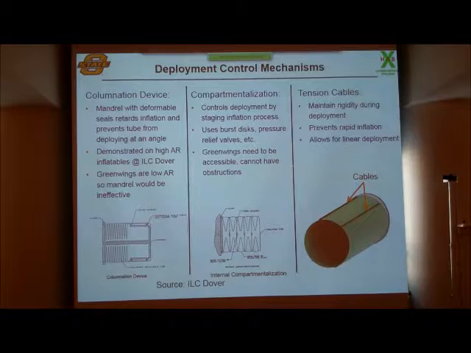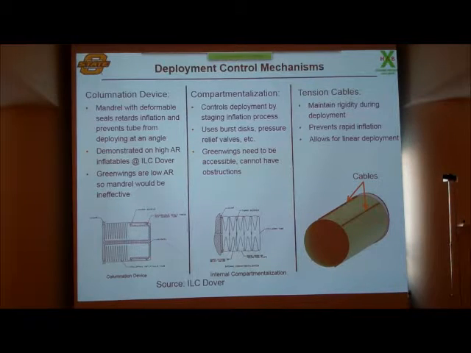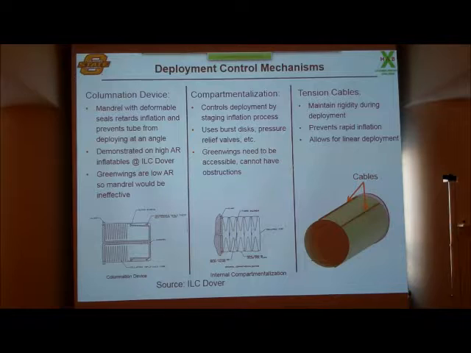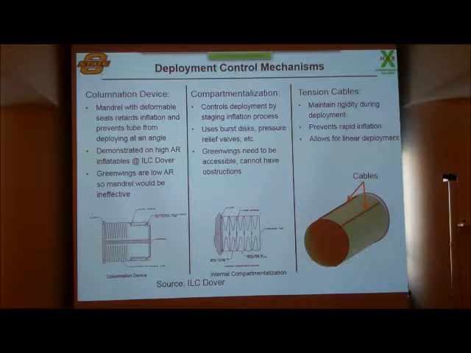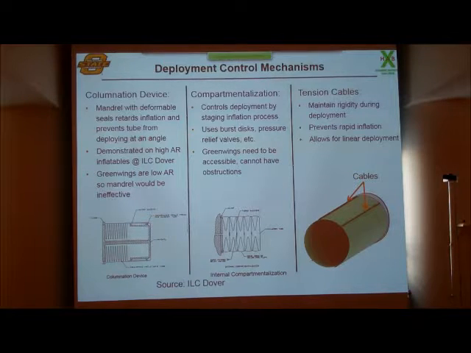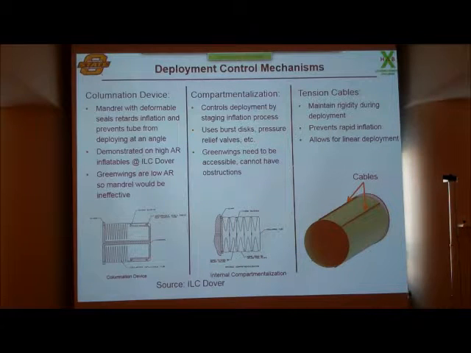We decided not to go with either of those, particularly the collimation device, because the mandrel works really well on a high aspect ratio inflatable. We liked it because it had a deformable seal that retards the inflation and prevents it from deploying off an angle, but our green wings have such a low aspect ratio that it would prove to be pretty ineffective. We could get creative with it, but the tension cables were a lot simpler, a lot easier to handle.